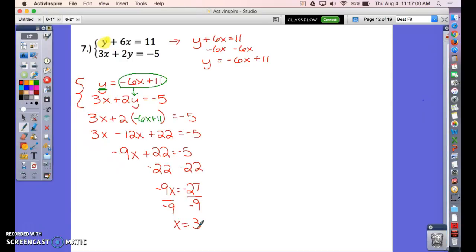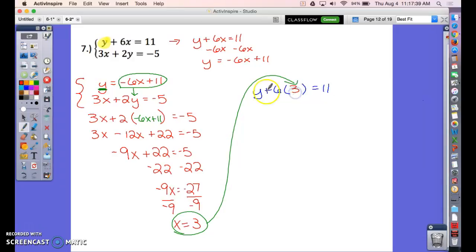Once you have one variable solved for, always plug that back into one of your original equations. I would recommend you going all the way back up here. Use one of these, because just in case you made a mistake in this process over here, we want to make sure that x works in one of your original equations. It does not matter whichever one you think is easier. So I'm going to put it into the first one, because I think I like 11 better than negative 5. So I'm going to have y plus 6 times, instead of x, I'm going to put in a 3, and that's going to equal 11.